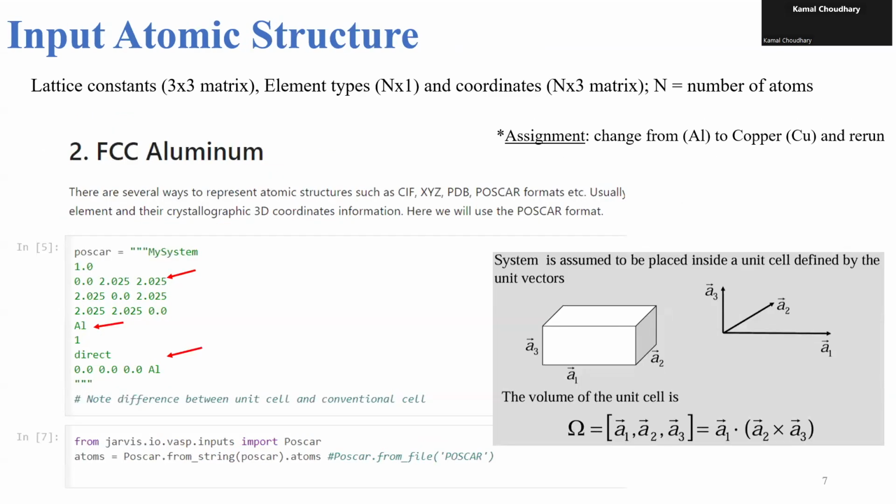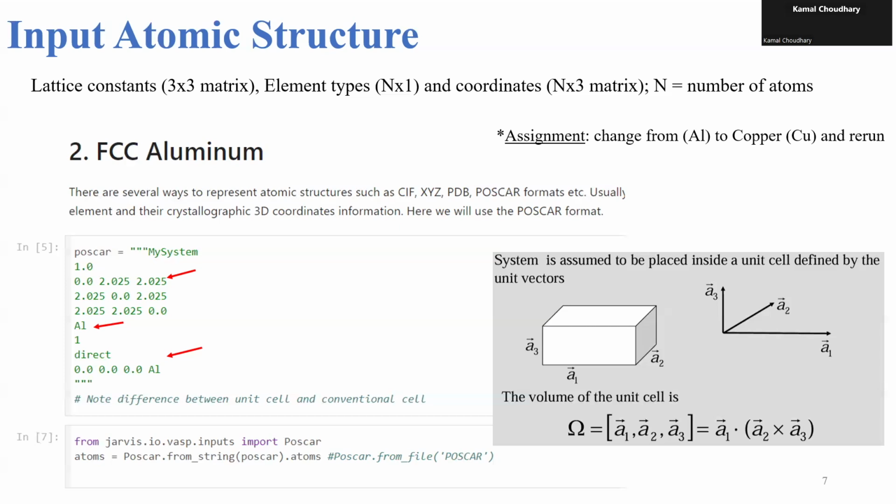All right. So what's the input of a DFT calculation? As we mentioned in the previous module, the atomic structure can be described by lattice constants, a 3 by 3 matrix, and element types, n by 1, where n is the number of atoms. Suppose you have 10 atoms in your system and all 10 are aluminum, then your element type is all aluminum, of course. Or you might have alloys, then you have different types of elements and so on.